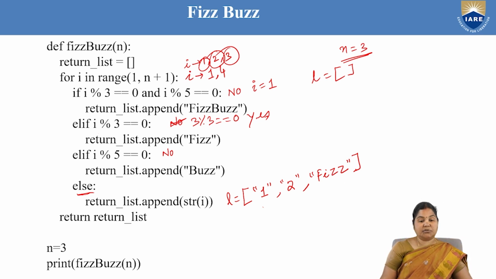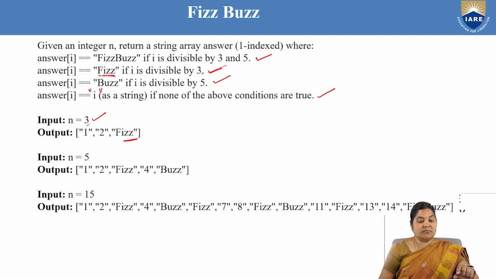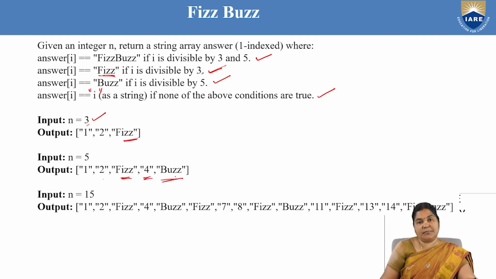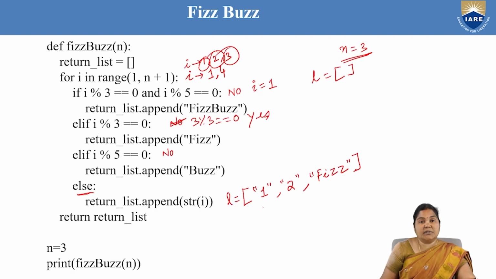So you can see the question. This is the desired answer for this question for n is equal to 3. Similarly, for n is equal to 5, you can check. For i is equal to 1, it is 1. For i is equal to 2, it is 2. For i is equal to 3, the condition will be fetch, it is true. For i is equal to 4, it is 4. For i is equal to 5, it is budge. Similarly for the last test case also. So this program is going to satisfy all the test cases.